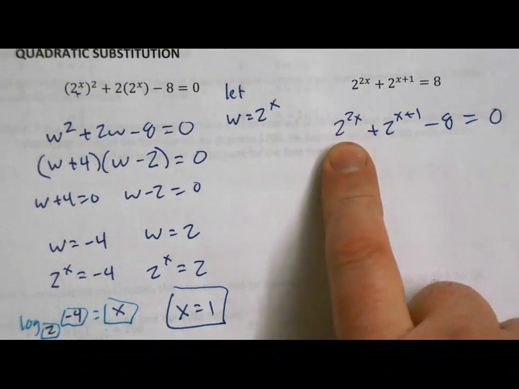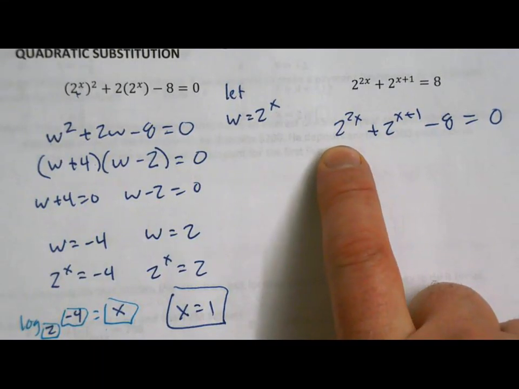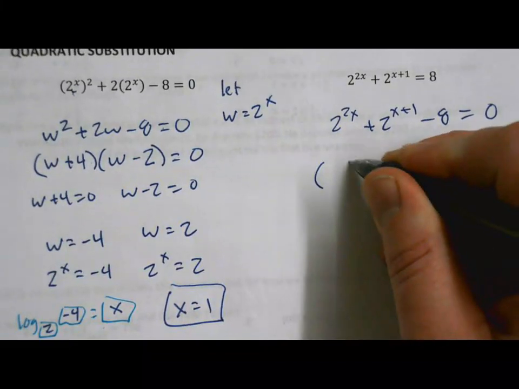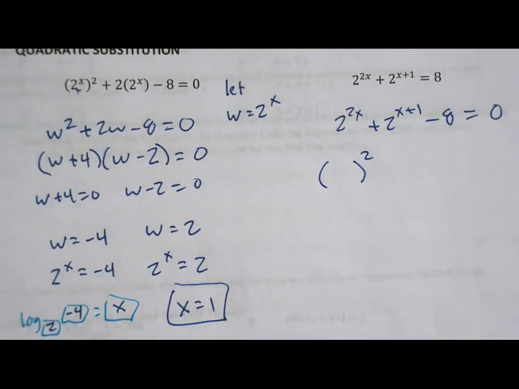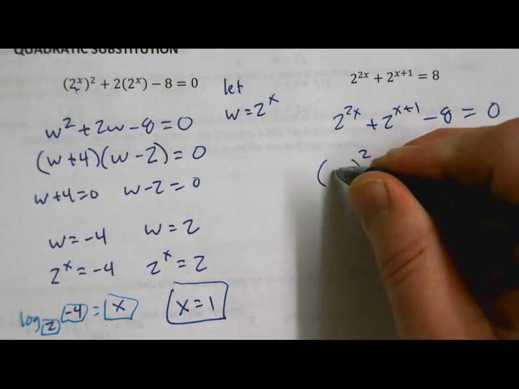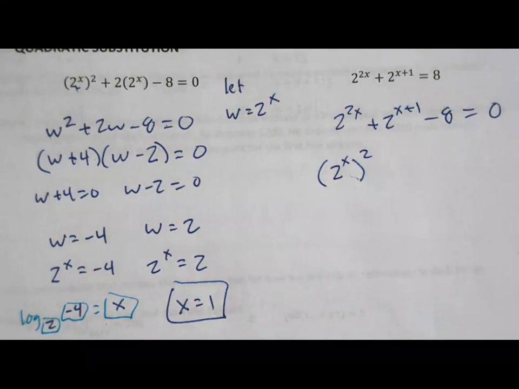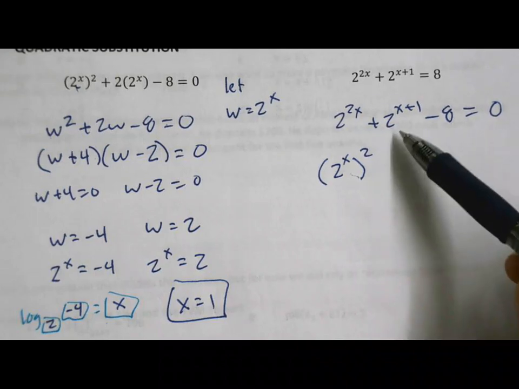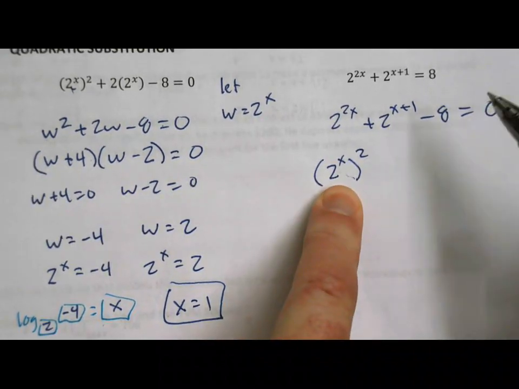Can you think of a way to rewrite 2 to the 2x so that it's something squared? That would make it look more like a quadratic. What would I put inside of here so that it'd be equal to 2 to the 2x? How about just 2 to the x, right? And then I'm looking at this and I'm thinking, if this is 2 to the x, that's the thing I'm going to want my w to be.